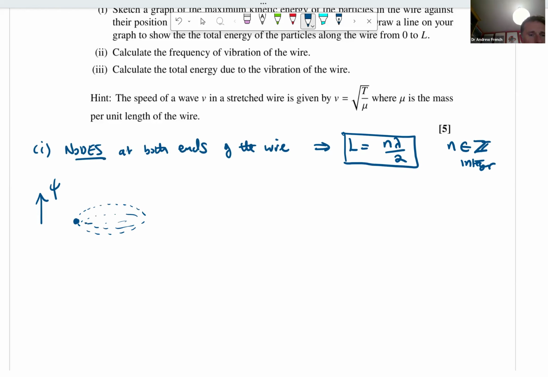So versus time, and let's have a snapshot in time. So one moment in time, as the song goes. That's my fundamental. That's L. Okay, so this is called the fundamental, which is also the first harmonic. And L in this case is going to be lambda over 2.